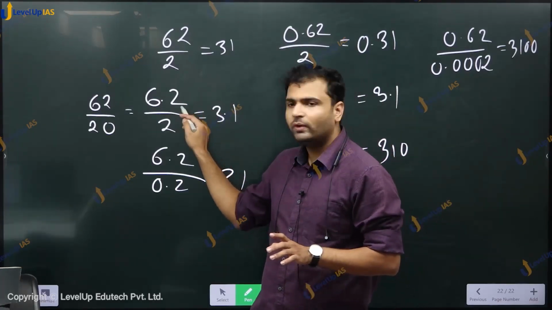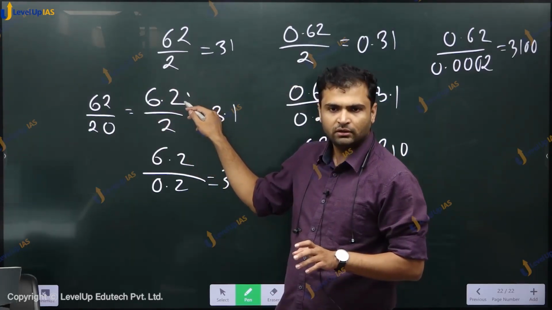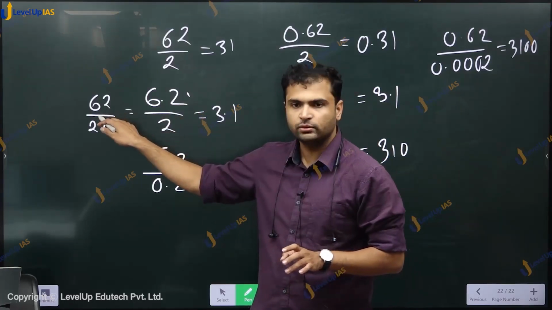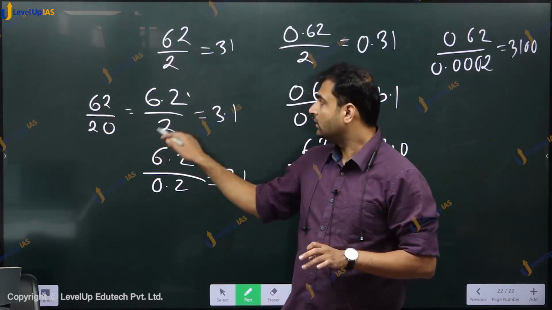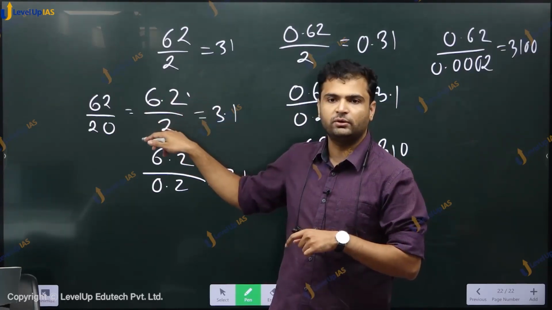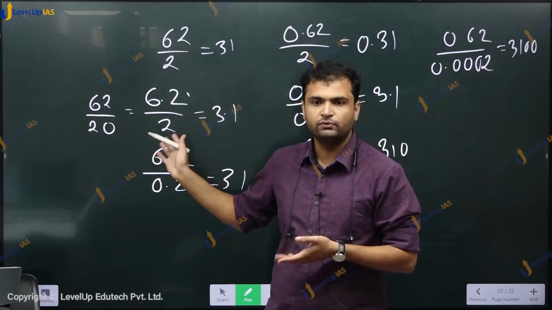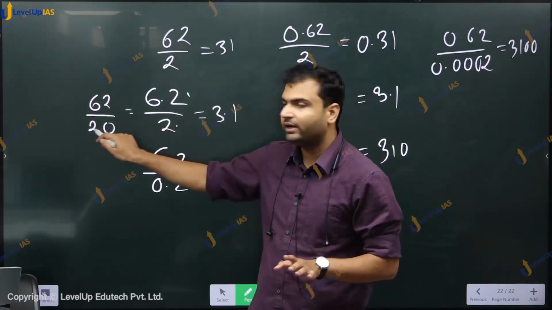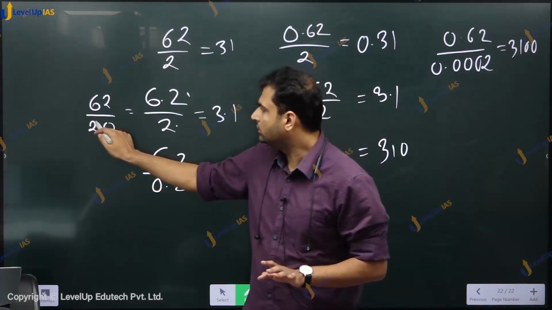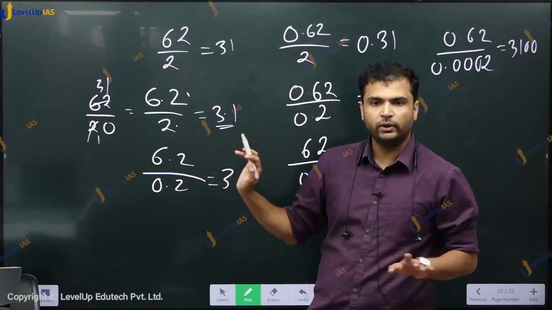So here there is only one digit after decimal point. If you multiply by 10, this decimal point will be here and it is gone now. So we multiply numerator by 10. What do we have? 62. Because we have multiplied numerator by 10, we have to also multiply denominator by 10. Otherwise the value of the fraction will change. We don't want that. So we multiply 2 by 10, which is 20. Okay? Now you can do this division. This is 31 divided by 10, which is 3.1.